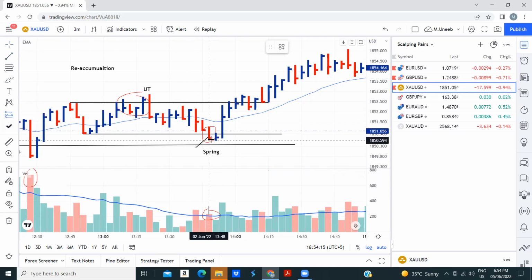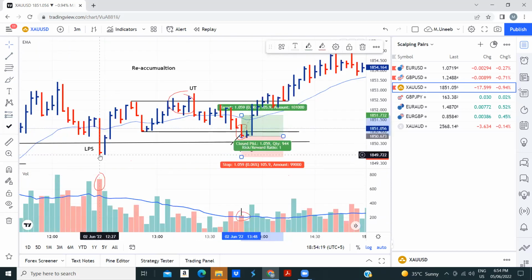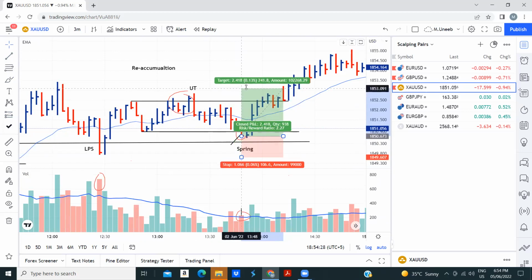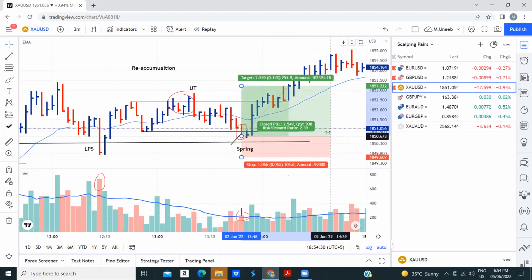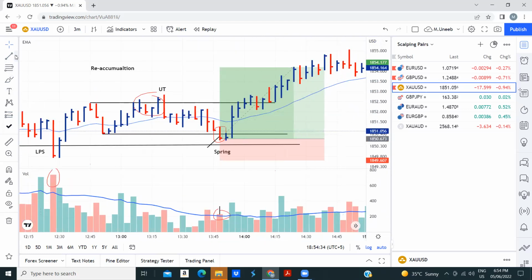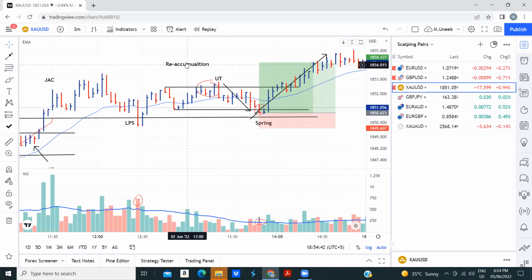And you can also take this trade and place your stop loss at the last support, because this is the last low. So you can place your stop loss right over here. This is the stop loss level, and your take profit would be to the upside here. Now you tell me which move is much stronger, after upthrust, or after spring? Spring. Why? Because it is reaccumulation.